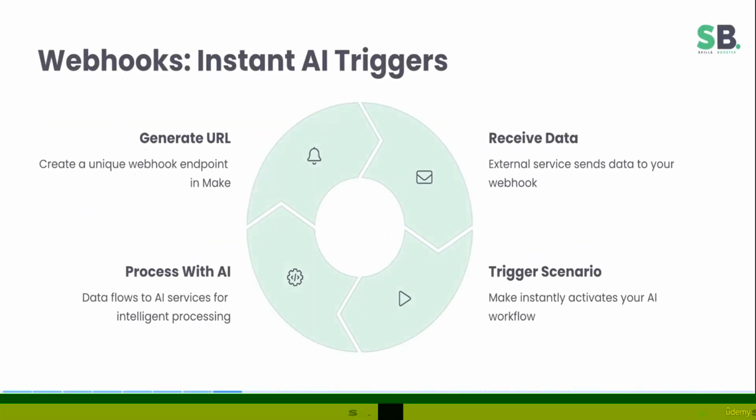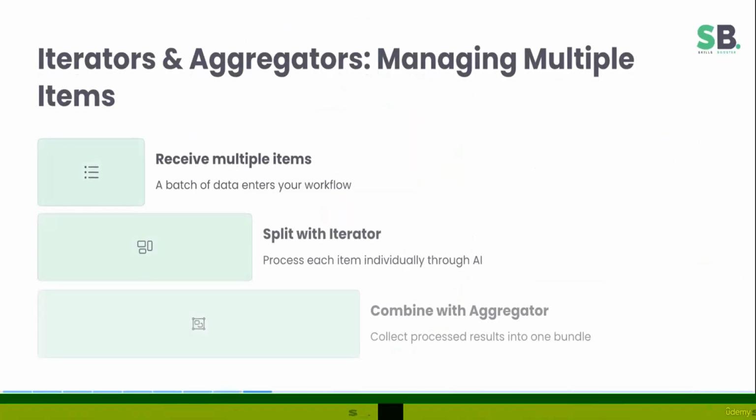The webhooks, instant AI triggers. You can generate a URL, creating a unique webhook endpoint in Make. Receive data. An external service sends data to your webhook. Trigger scenario. Make instantly activates your AI workflow. And process with AI. Data flows to AI services for intelligent processing.